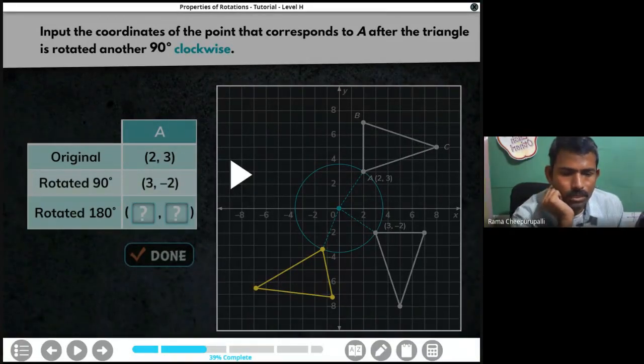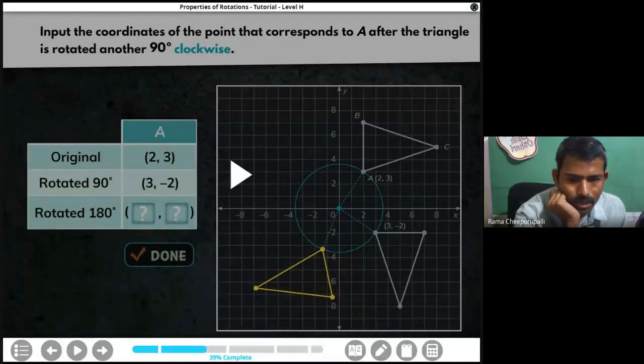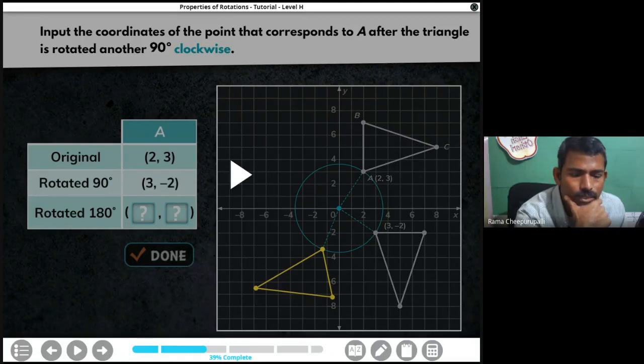Let me see if I see any pattern in there. What happened? I see the numbers are the same, but the only thing is the sign is changing. What do you guys think? What pattern do you come up with when it turns 90 degrees? Put them in the chat box. I'm going to give you a minute to think. See if you find some pattern, just like we did in the translations and reflections.